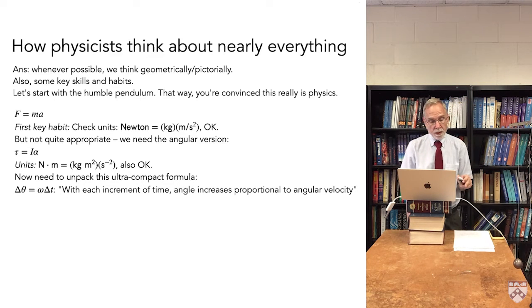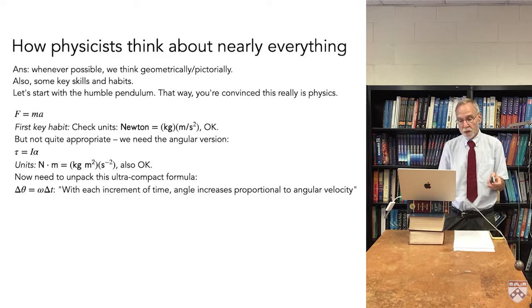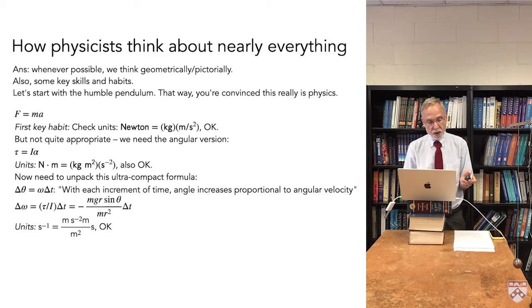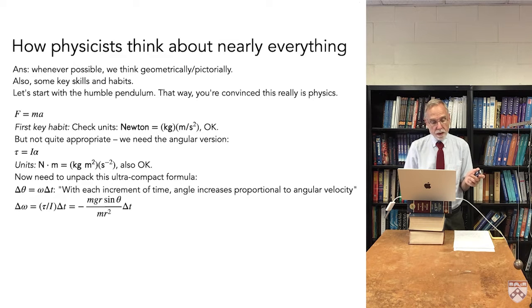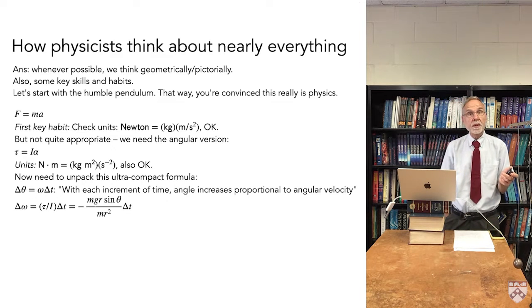So to say that omega is the angular velocity is to say it's the rate of change of the angular position, or in each instant of time, the angular position changes by an amount proportional to omega. So that's one equation. It's a simple one, but we need a little bit more. We need to know a formula for how angular velocity is changing in time.